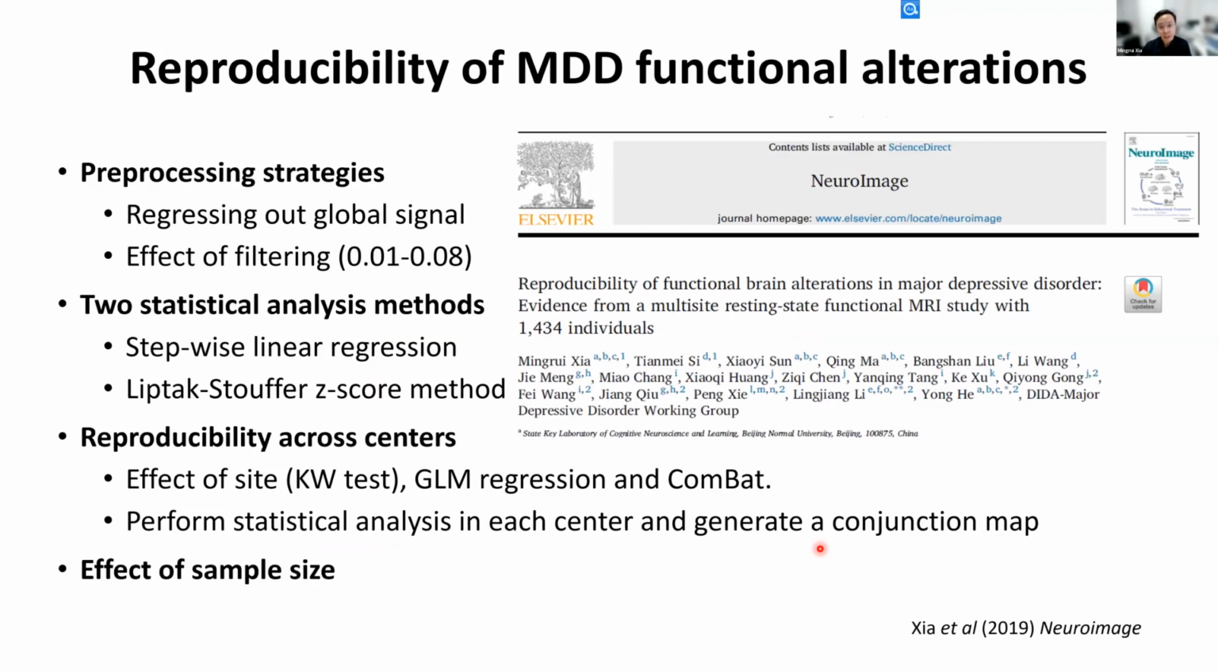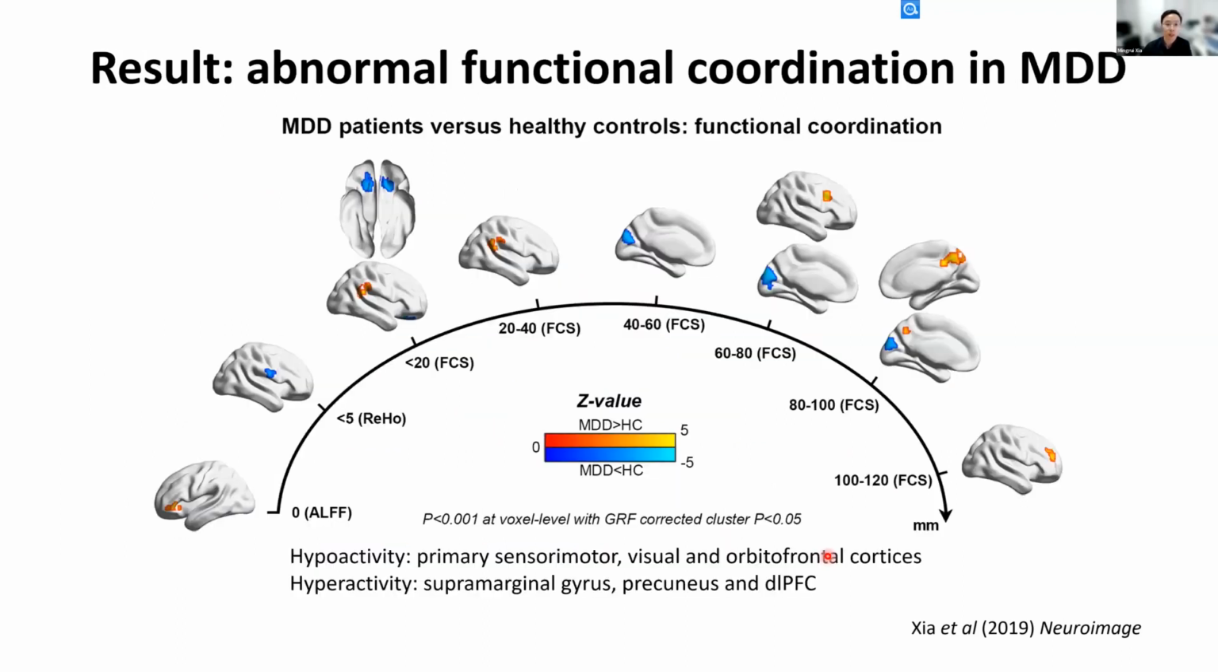With this data set, we first examine the reproducibility of functional alterations in depression regarding the pre-processing strategies, statistical methods, reproducibility across centers, and the effect of sample size. We examine the frequently used functional activity and connectivity measures from very short distance to long range distance.